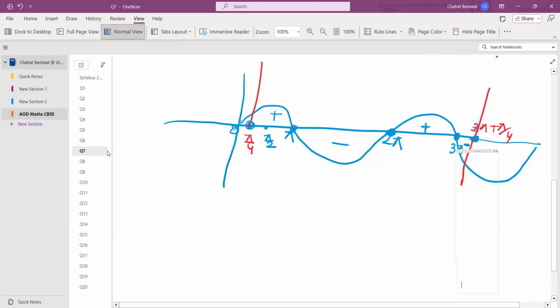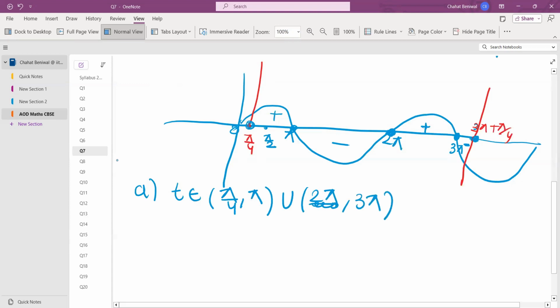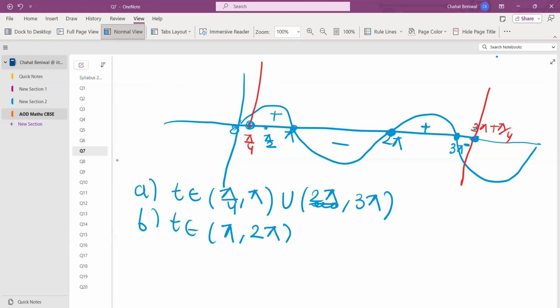From here we can clearly see a part for increasing. t belongs from pi by 4 till pi, then union this region, 2 pi and 3 pi, because then it's negative, which is none of our concern for increasing. Then for decreasing, t will belong from pi to 2 pi union 3 pi till 3 pi plus pi by 4.